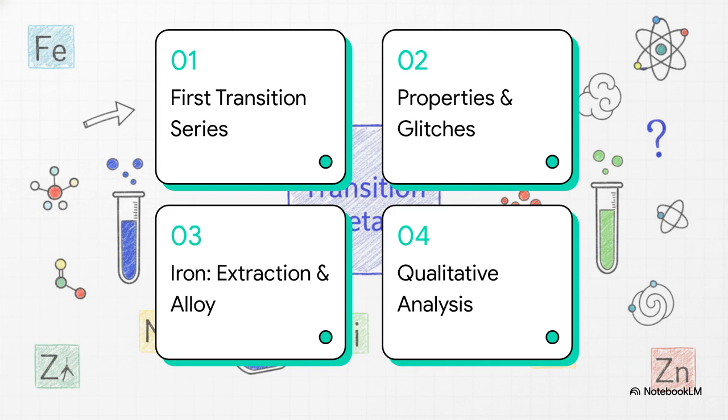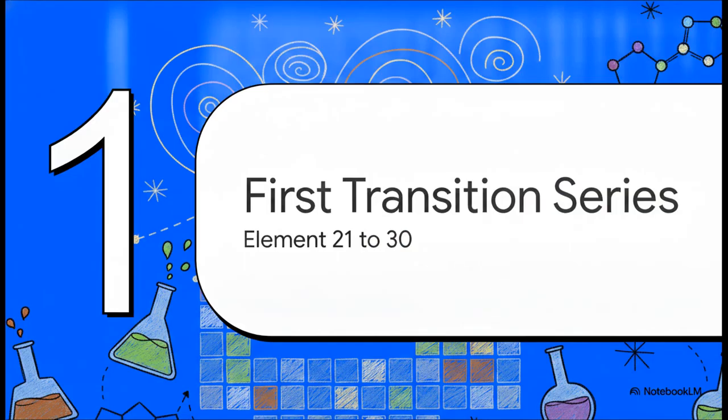First, we'll look at the first transition series. Second, we'll cover their properties and that weird little nickel glitch. Third, we'll dive into iron extraction and alloys. And fourth, we'll wrap up with qualitative analysis, which is basically our chemical detective work. All right, let's get right into it with Part 1, the first transition series.